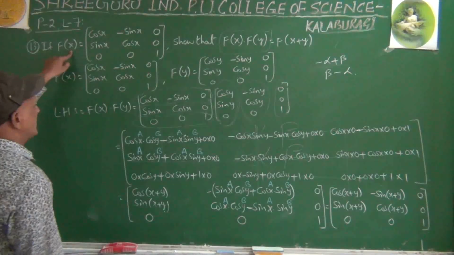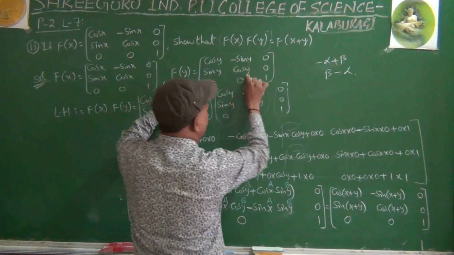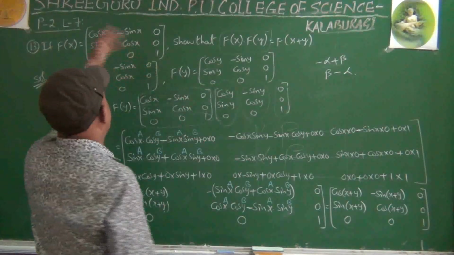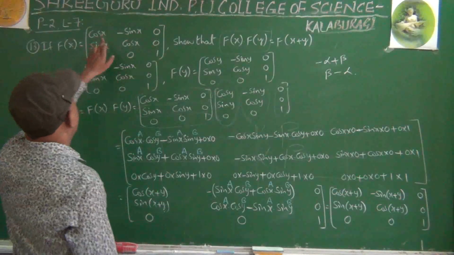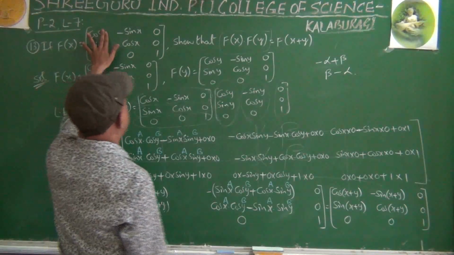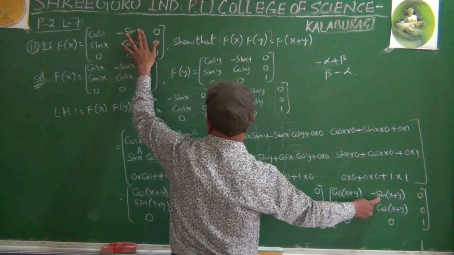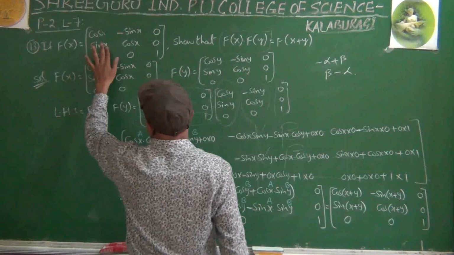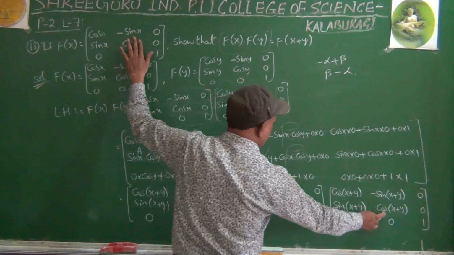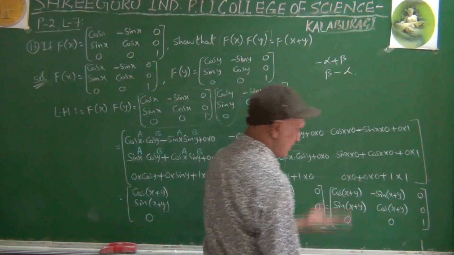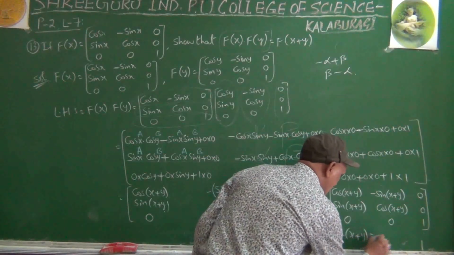Let us see. F of x in terms of x, f of y in terms of y. For f of x plus y, put x plus y in place of x. Cos of x plus y, minus sin of x plus y, sin of x plus y, cos of x plus y. So this can be written as f of x plus y. Answer over. This is f of x plus y only. No doubt.